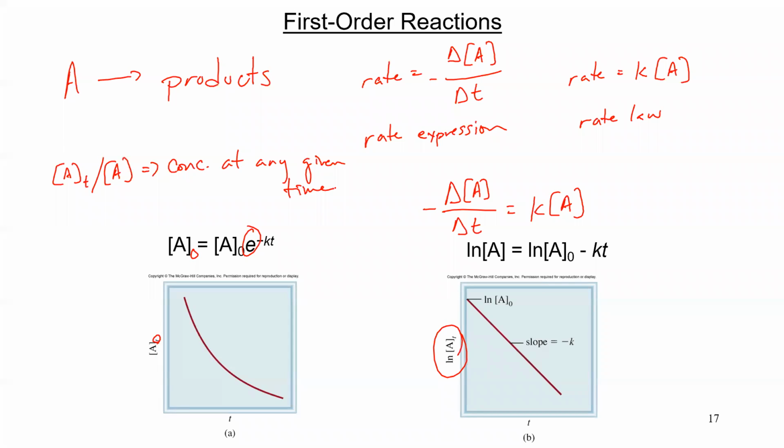The concentration at any given time. Whereas A naught, or A sub 0, this is the concentration at time 0, and time 0 is the beginning, and so we call that the initial concentration. And I'll just put in there t equals 0.